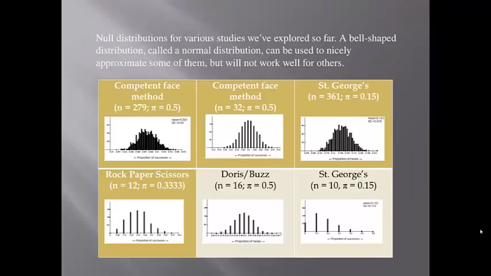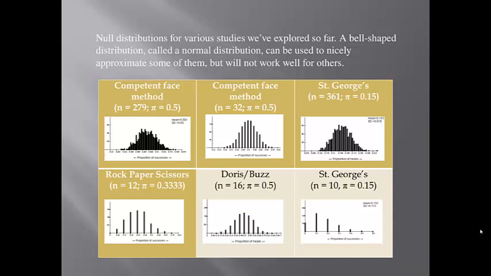By now, we've looked at a number of different studies together. In some of the studies, and you see a few examples in the top row of this table, we've seen bell-shaped curves when we've done our simulation. Those bell-shaped curves are called normal distributions. They don't always happen, but they often did when we did our simulated null distribution. In the bottom row, we see a few cases where we didn't really get a bell-shaped curve.